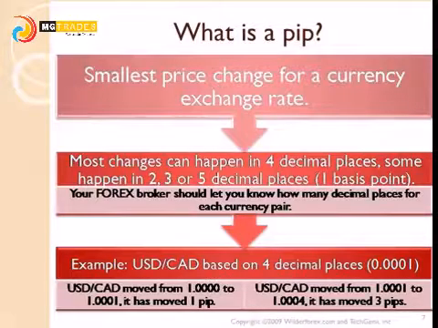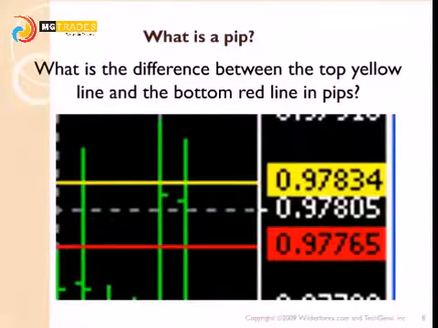If the USD CAD moved from 1.0001 to 1.0004, it has moved 3 pips. What is the difference between the top yellow line and the bottom red line in pips? 69 pips.